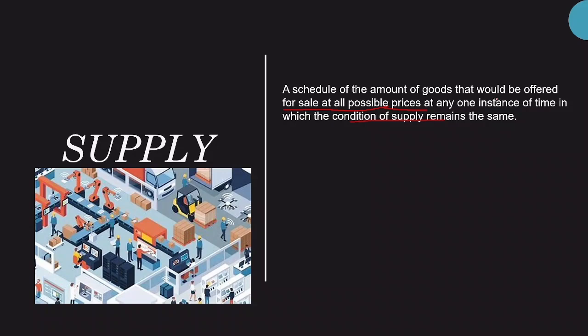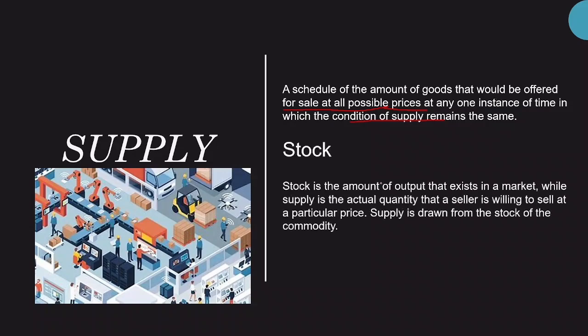Then there is another term, that is stock. So what is stock and what is supply? Stock is the amount of output that exists in a market, while supply is the actual quantity that a seller is willing to sell at a particular price. Supply is drawn from the stock of the commodity. Okay, so stock is the total amount of the commodity produced, and supply is the total amount of the commodity that a seller is willing to sell in the market. So stock is the whole bunch of commodity you produced, and supply is that commodity that is available in the market for the consumers.